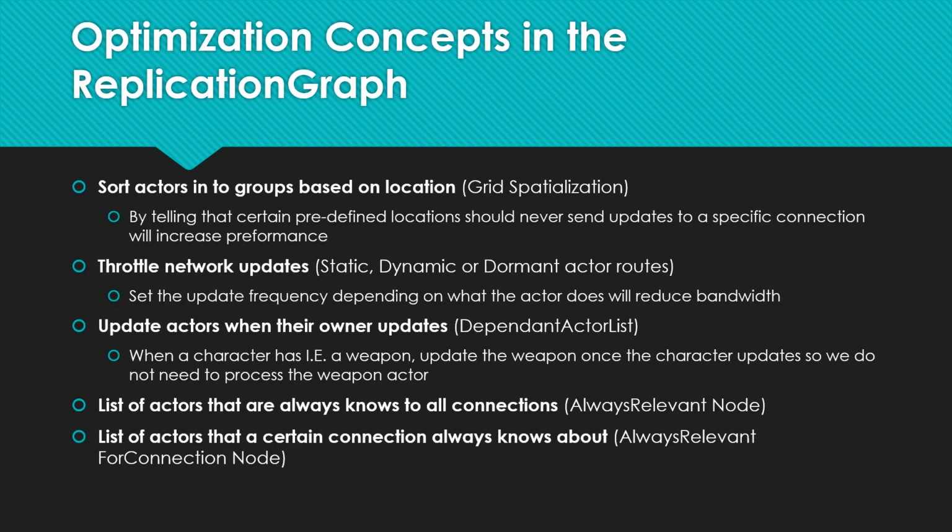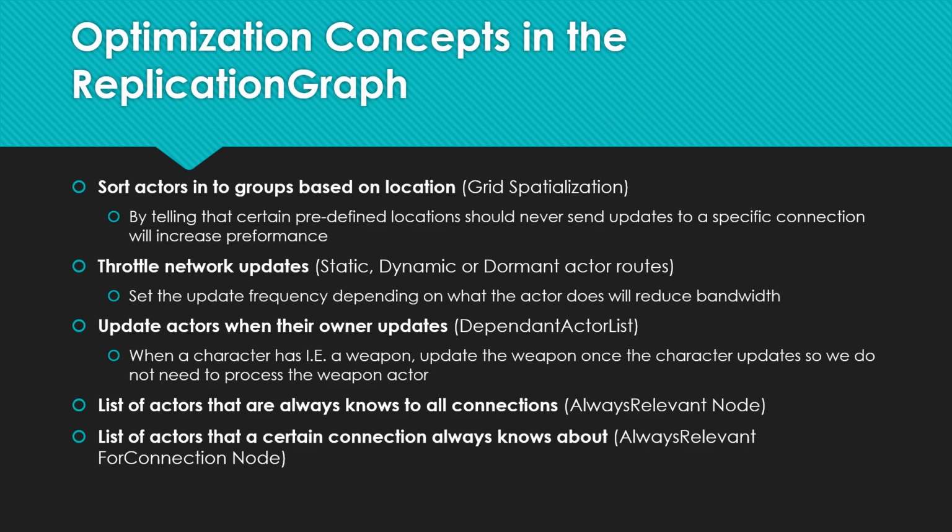Some of the concepts in this replication graph: it sorts actors into groups based on their location. And so we basically tell that these locations in the map should never be considered for replication for this specific connection. So if, for instance, something is far away from a connection, that thing should never be able to replicate. So if you're on opposite sides of the map, one of the actors should not be able to send network updates to that specific connection. Which is different from the old cull distance, because right now the spots are predefined into these grids, which is a lot faster and will increase performance on the server.